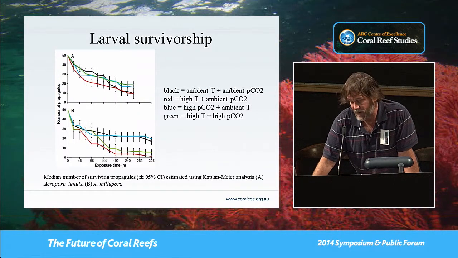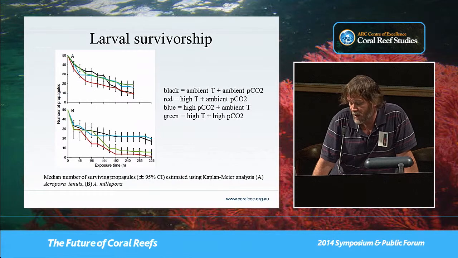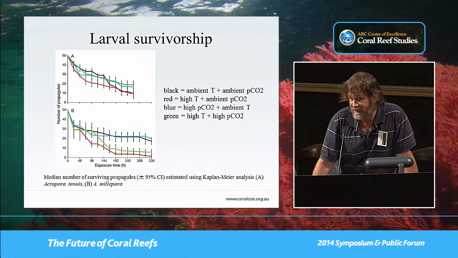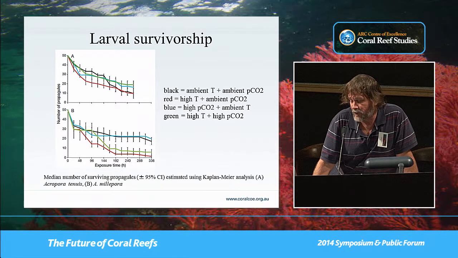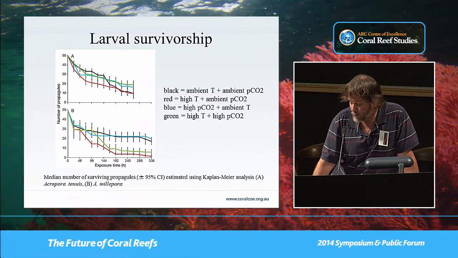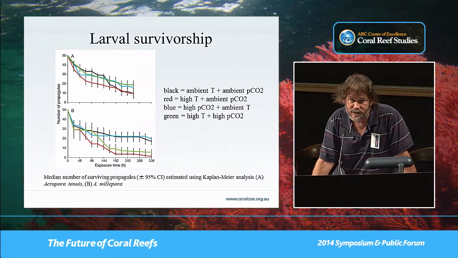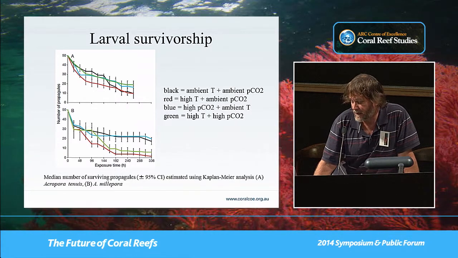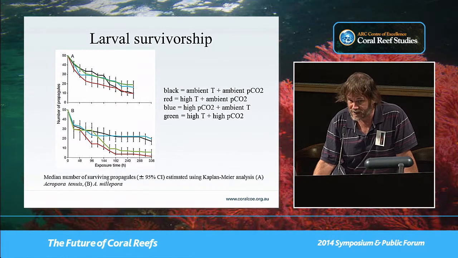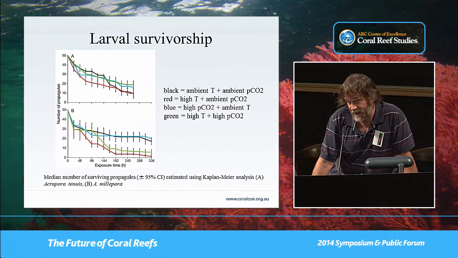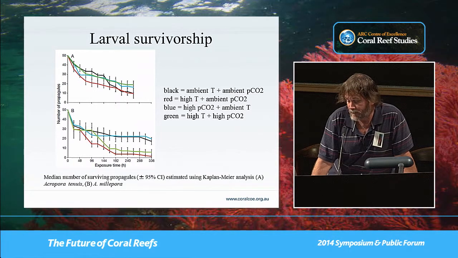Finally, we looked at larval survivorship. So the values in the lines are the median number of larvae alive through time, and the error bars are 95% confidence intervals. And again, we did this with each of these study species. For Acropora tenuis, the top panel, there was no difference in any of our treatments. In Acropora millipora, we saw an effect of temperature, so that green and the red line in the bottom panel are the high temperature treatments. So again, no effect of acidity on larval survivorship.